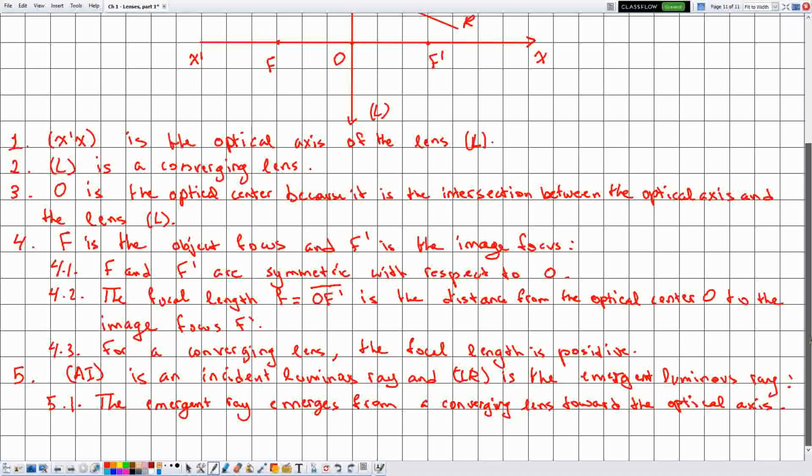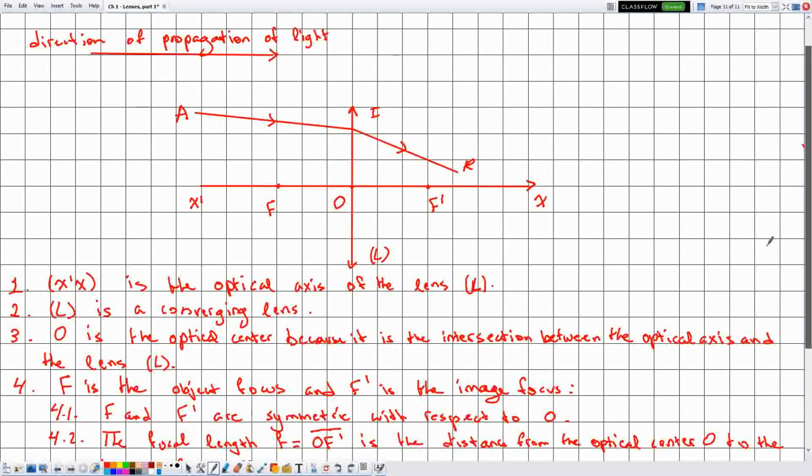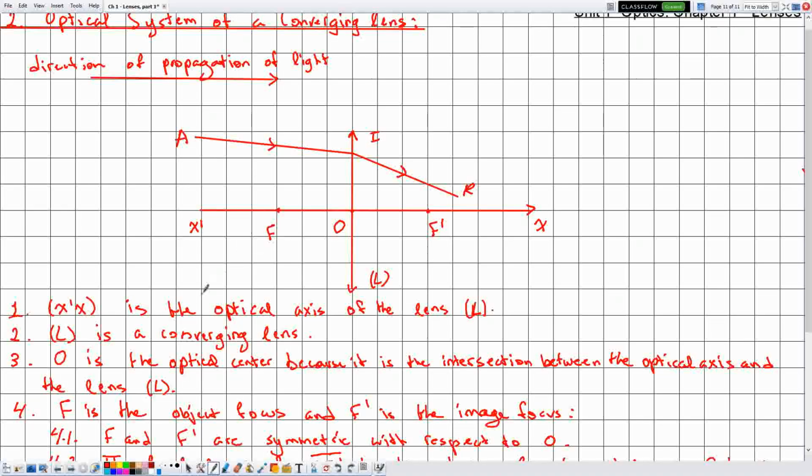Now finally let's add some more properties for a converging lens. Moreover, the side where the incident ray is found, we call in front of the lens, and the side where the emergent ray is found we call behind the lens. I repeat, the side where the incident ray is found is in front of the lens, and the side where the emergent ray is found is behind the lens. Then anything found here is said to be in front of the lens, and anything found here will be behind the lens. For example, the object focus F is in front of the lens, the image focus F prime is behind the lens.